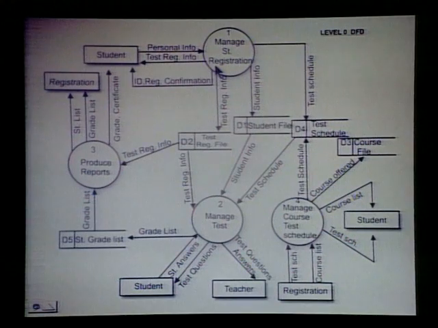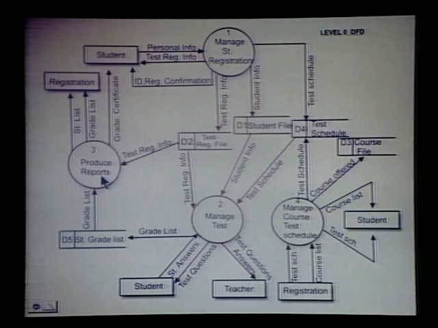Here we have 4 processes, as we have already mentioned: manage student registration, manage tests, produce reports and manage course test schedule. These processes get some information from different entities and they may store this information. For example, we have personal information of the student, and this process stores this information into the student file. Similarly, the produce reports process gets information from test registration file and sends grade certification information to the students.